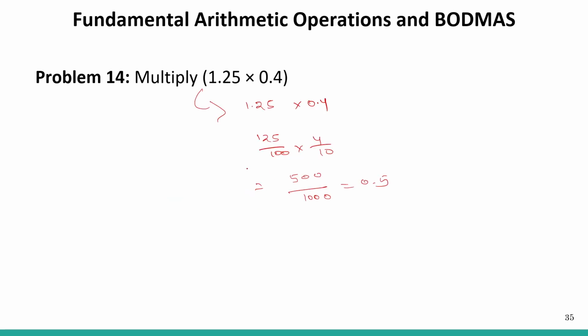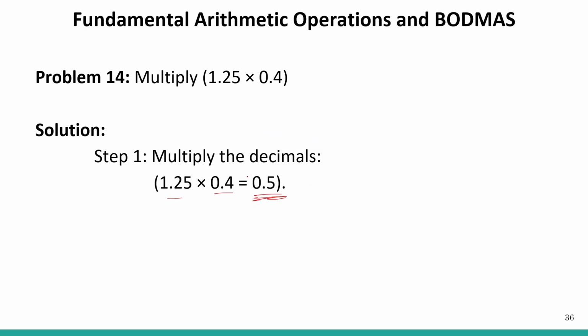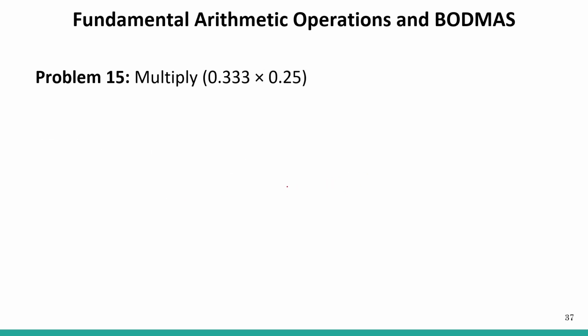We use the multiplication in fractional form, but here it is done by decimal form. This is the final answer. So problem number 15. What it asks us is, let's multiply 0.333 into 0.25. So 0.333 multiplied by 0.25. What is it equal to?